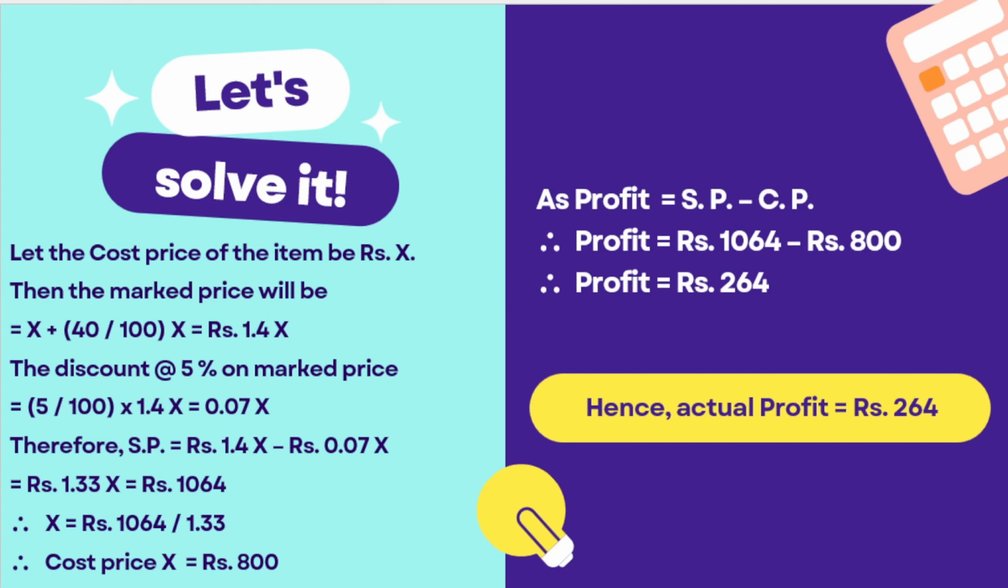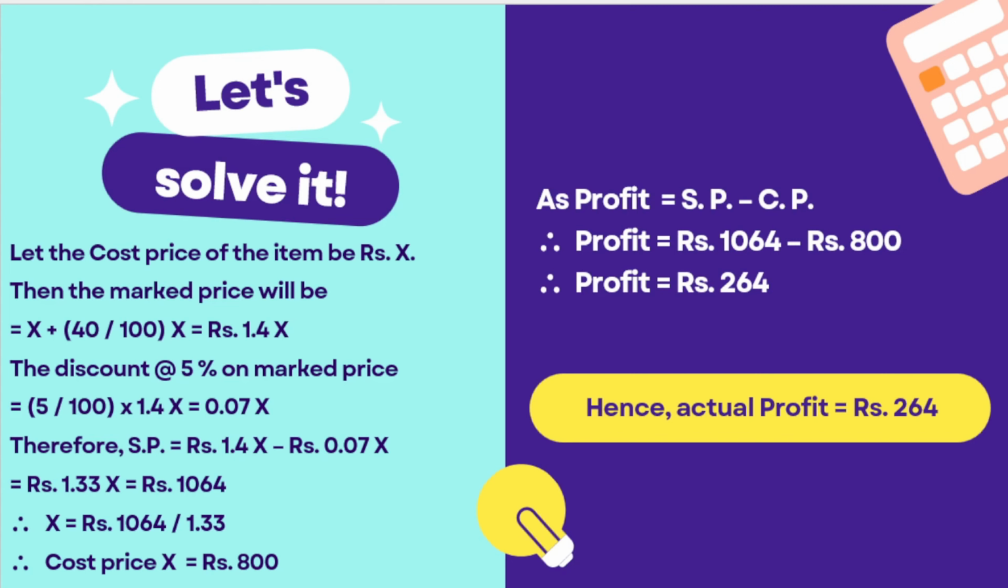Then as given, the marked price will be 40% above the cost price x, that is, it will be equal to rupees x plus 40 divided by 100 into x, which comes to rupees 1.4x. The discount at the rate of 5% on marked price can be calculated as equal to 5 divided by 100 into marked price of 1.4x, which comes to 0.07x.